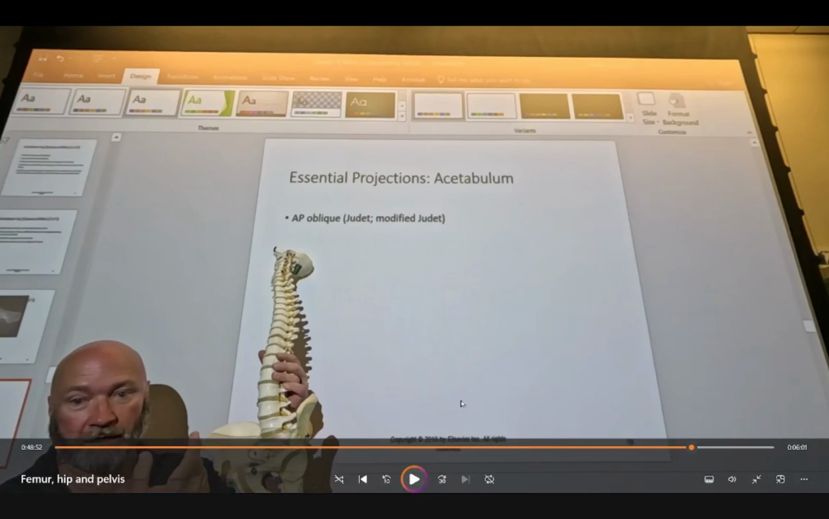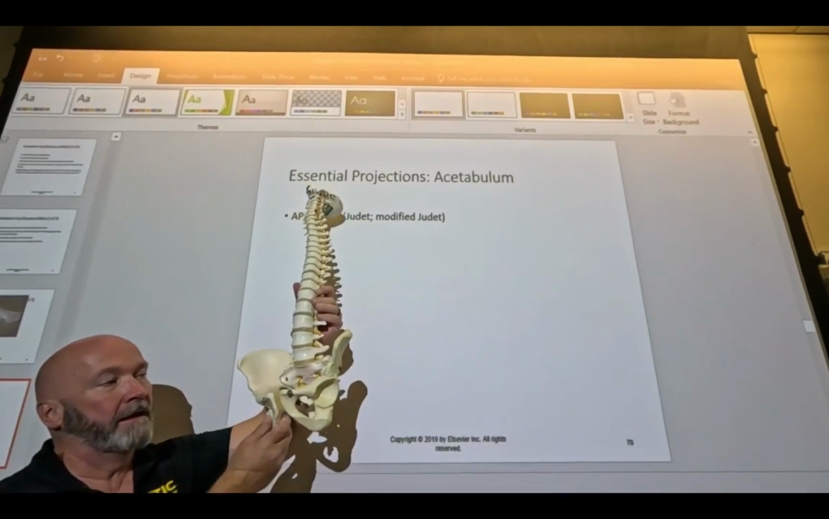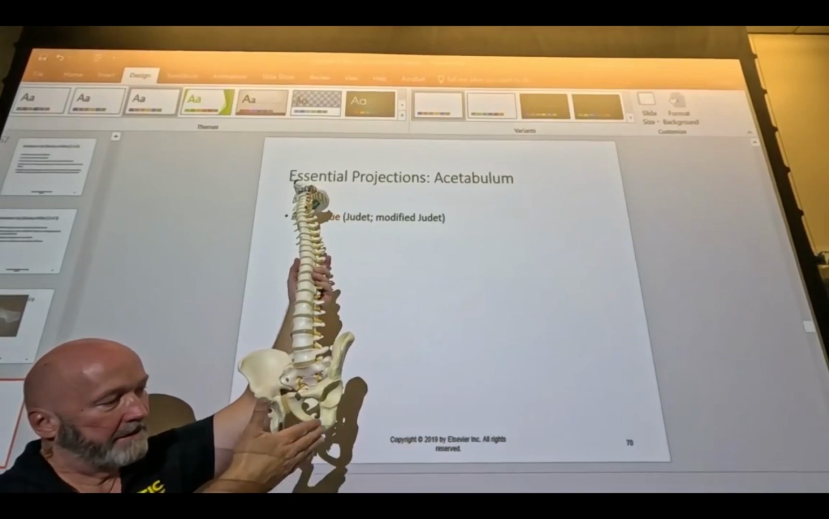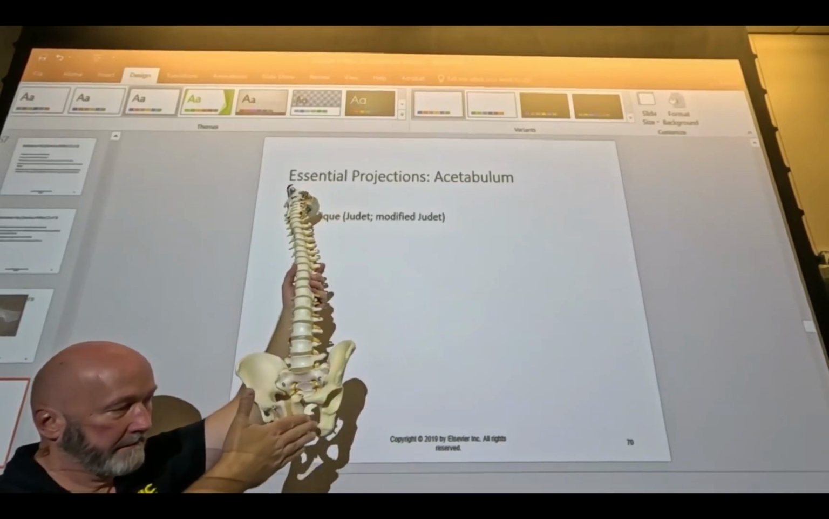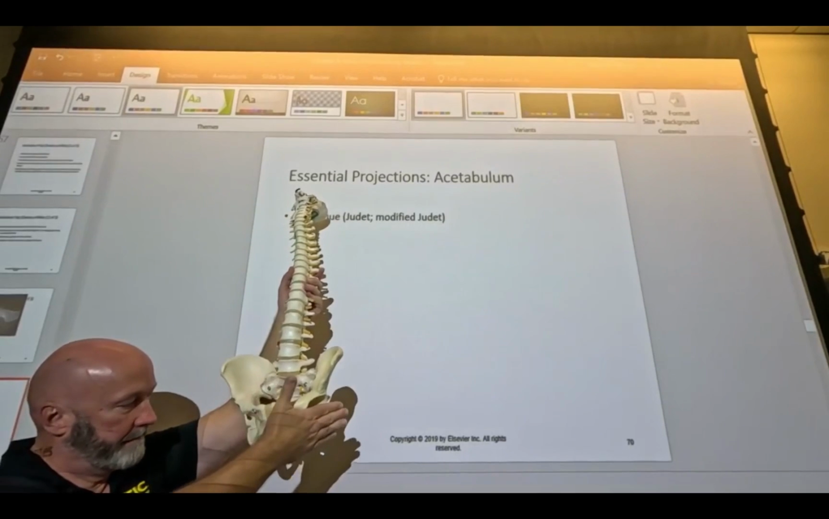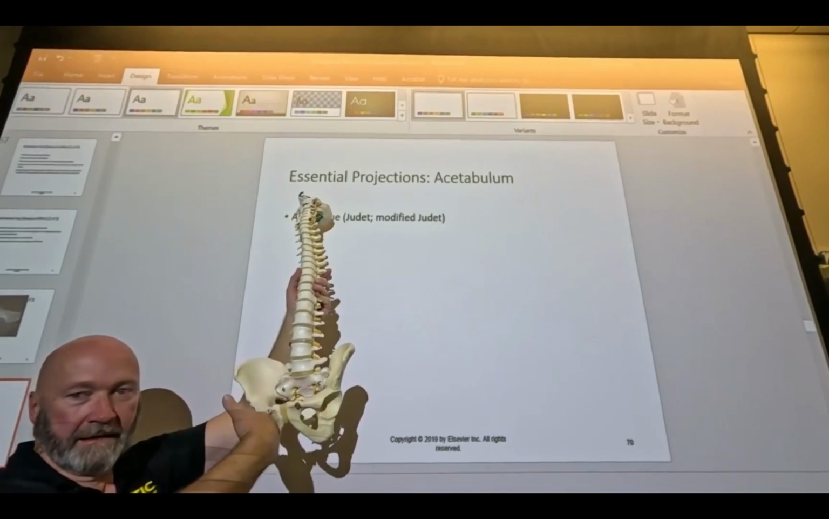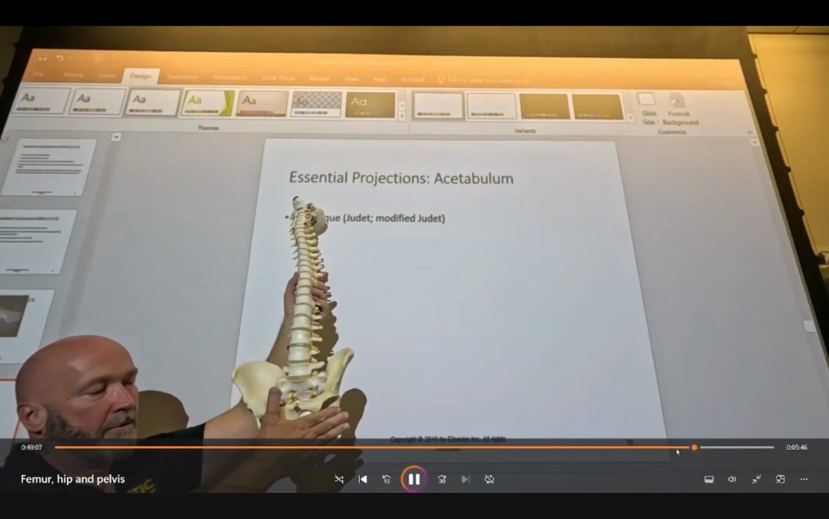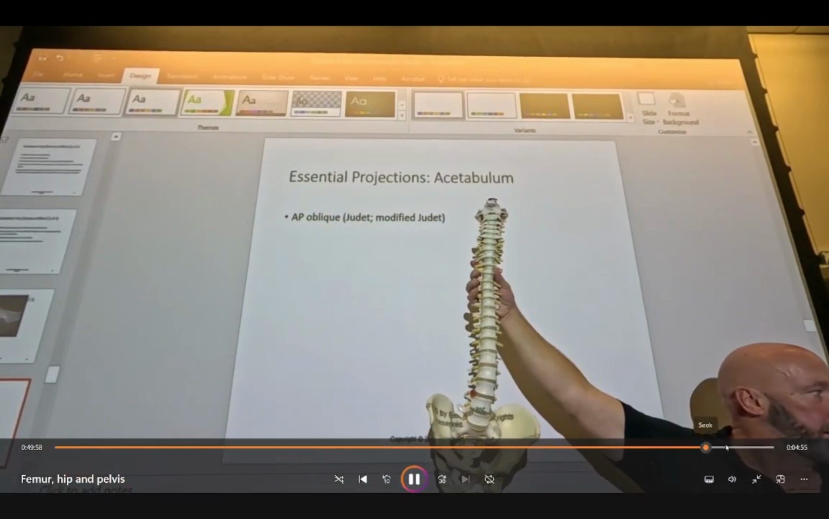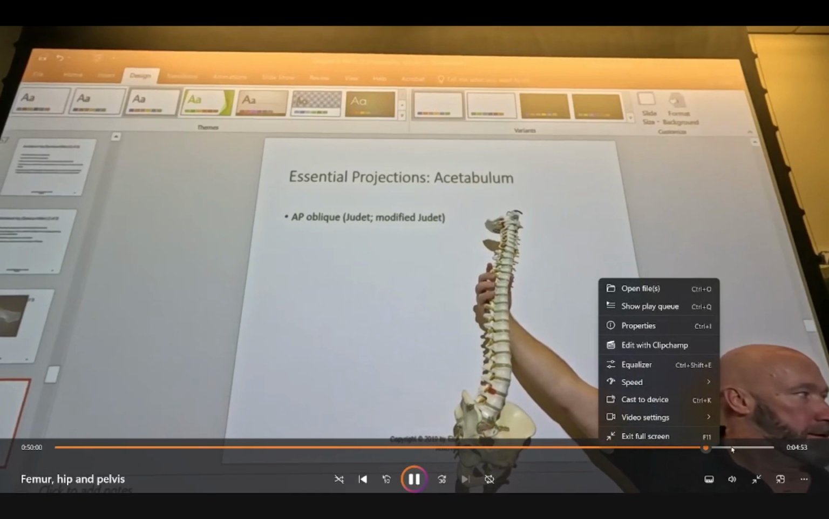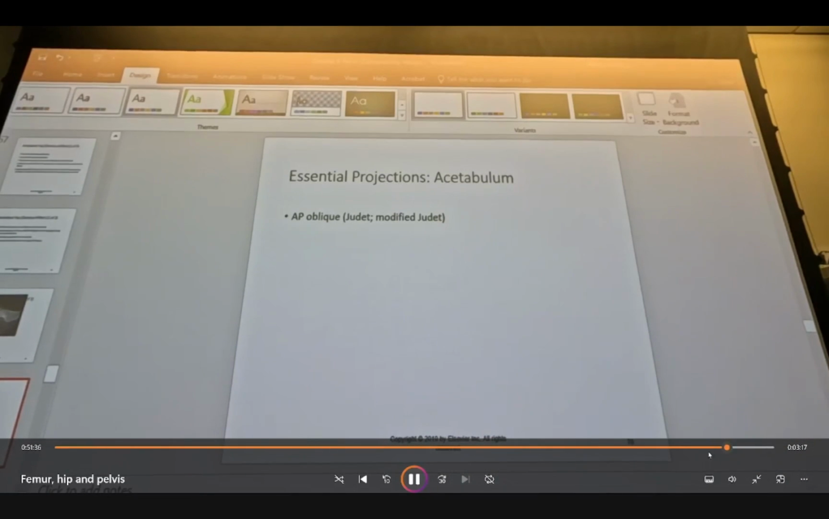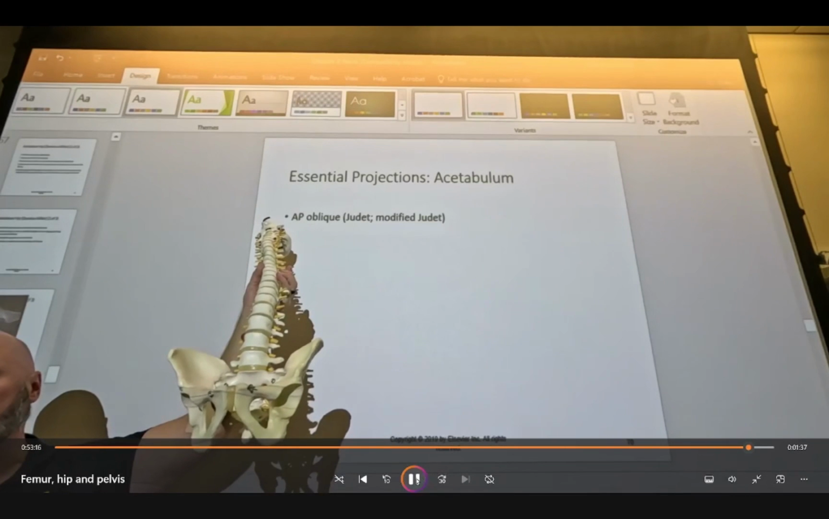Now the problem with the Judet views is that it requires the patient to get into a 45-degree oblique. And if we have unstable fractures of the pelvis, then that could be problematic. So what we can do then, in order to not move the patient and to get two views at right angles from each other, or close to right angles from each other, is we can do this. So if you flip now in your textbook over to page 402, you see the Taylor method.